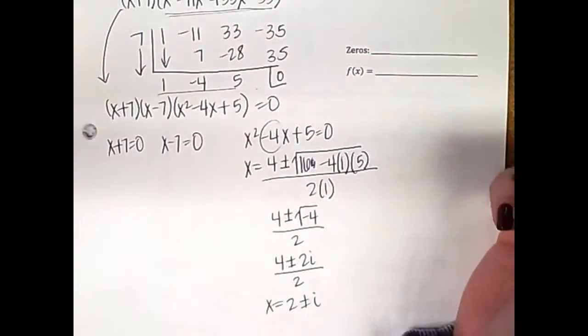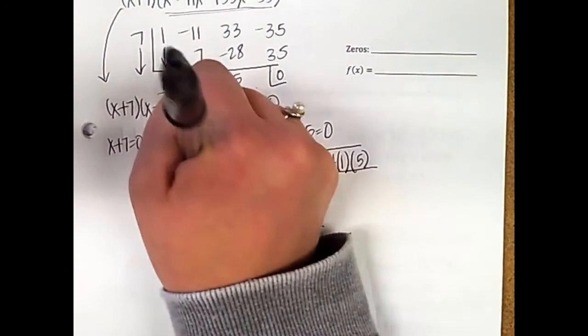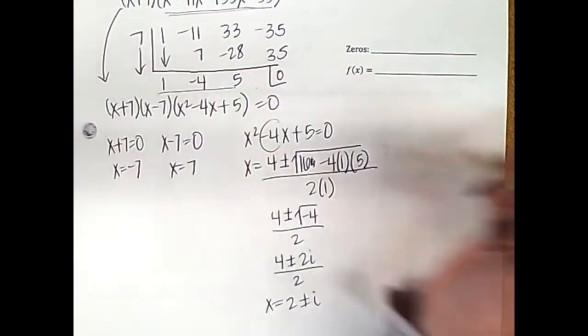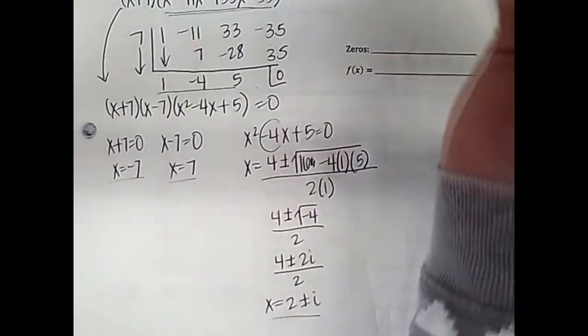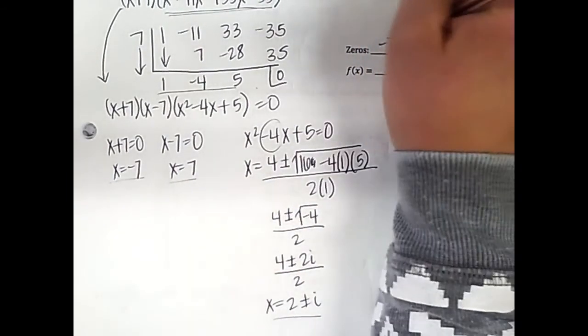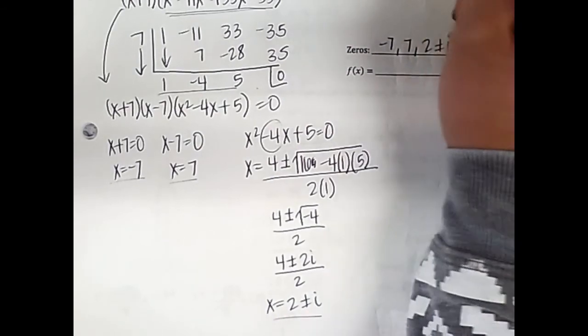I can solve for these guys up here too. So x is equal to 7 and x is equal to negative 7. So now I have my 4 zeros. My zeros are at negative 7, 7, and 2 plus or minus i.